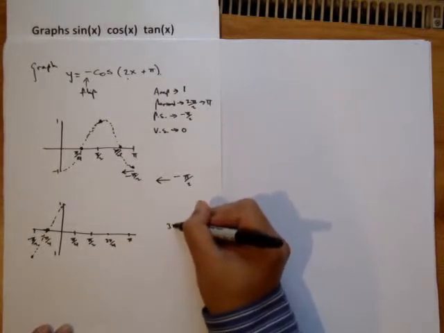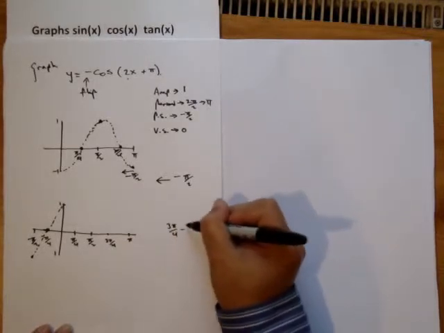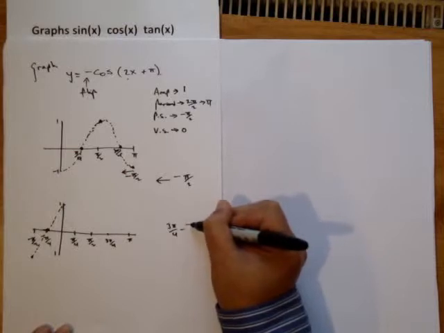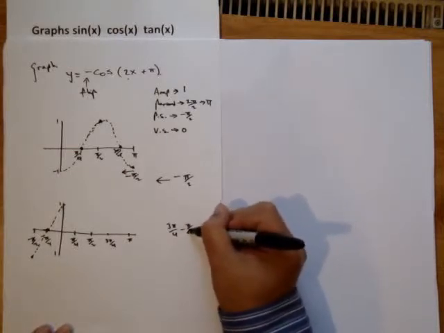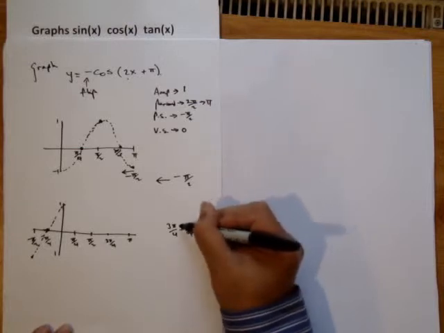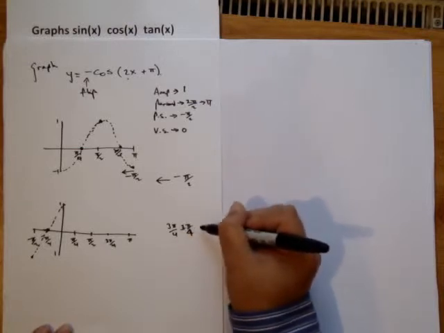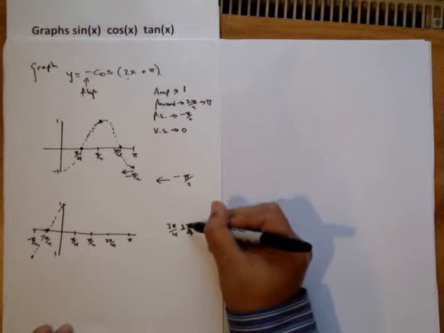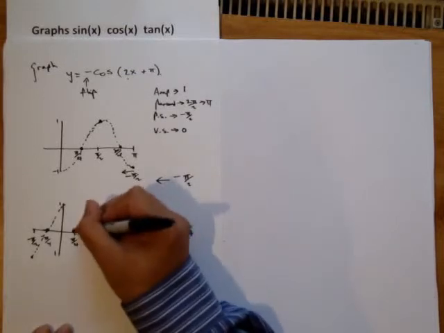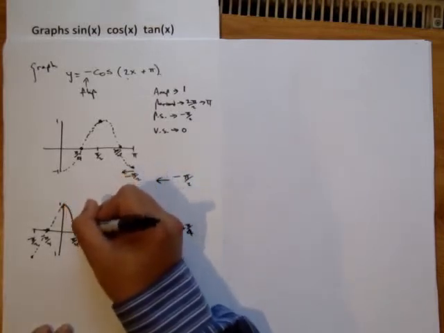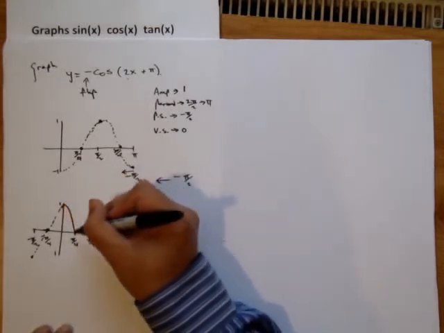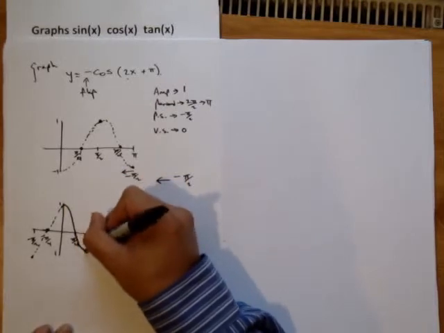3 pi over 4 minus pi over 2. So that's a 4, 2. So this becomes 3 minus 2, which is 1, which is pi over 4. So it goes over here. So 3 pi over 4 goes over here. So down and across like that.